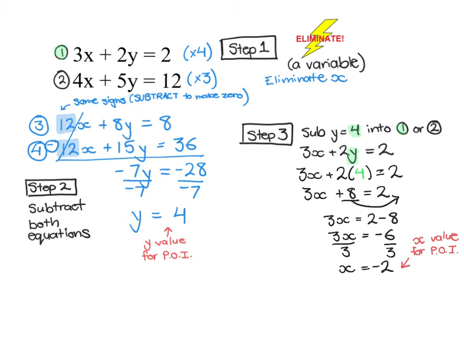Now let's write the final answer. So therefore the solution is, bracket, the x value is negative 2, and then 4 is the y value, close the bracket. And that is your final answer.